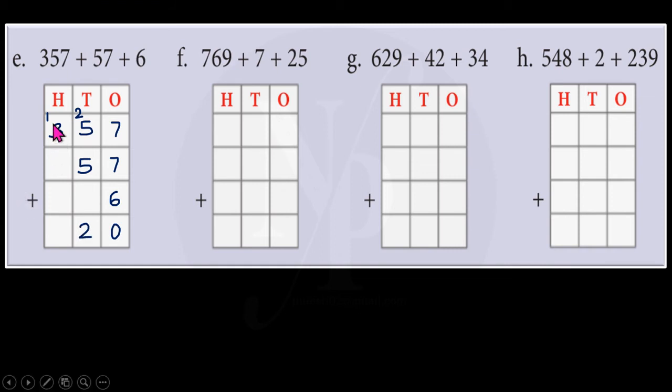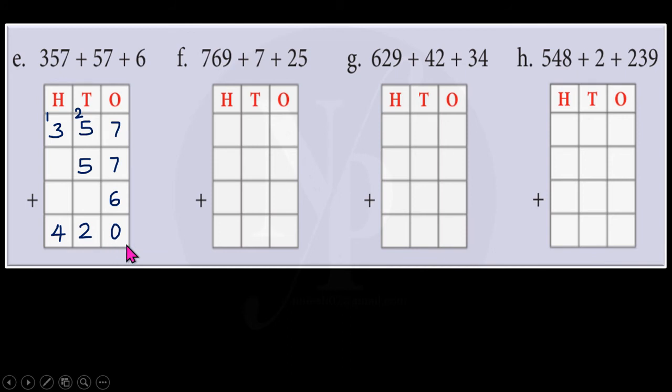Now we add these digits. 100 plus 300 is 400. So we write 4 in the hundreds column, which represents 400s. Therefore the sum is 420. The sum of 357, 57 and 6 is 420.